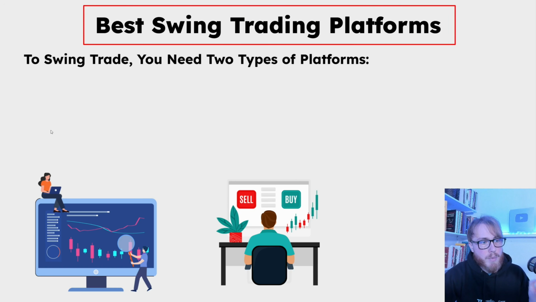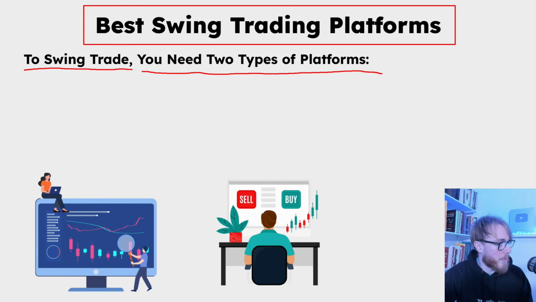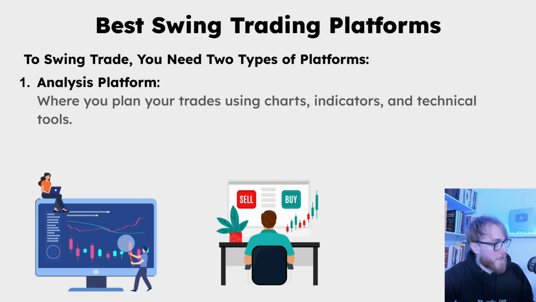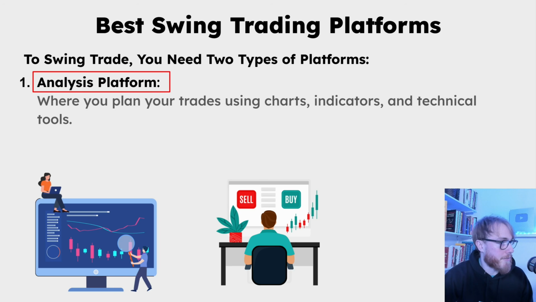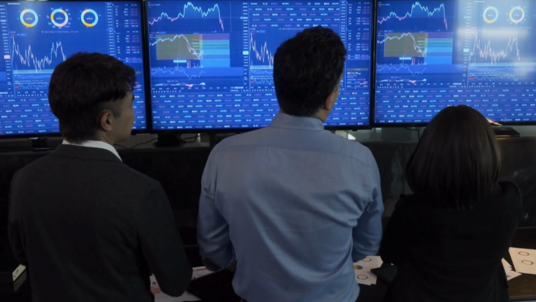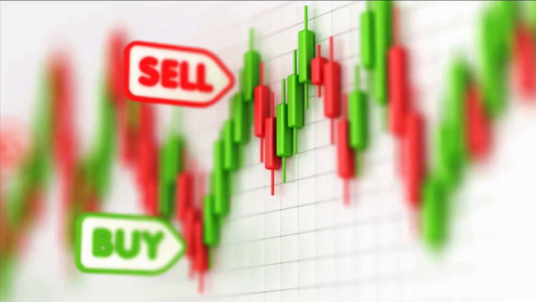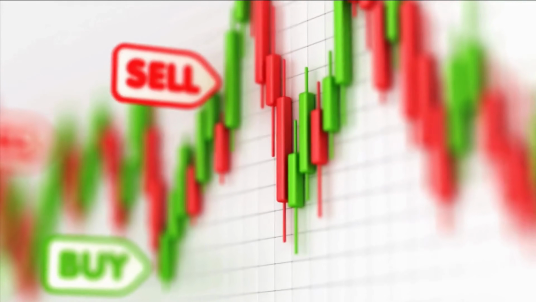And before we can dive in and talk about the specific platforms here, you first need to know that in order to swing trade, you need two types of platforms. And the very first type of platform you need is an analysis platform. And this right here is the platform where you plan your trades using charts, indicators, and other technical tools. So this is the platform where you create your trading strategy and where you find buy and sell opportunities.